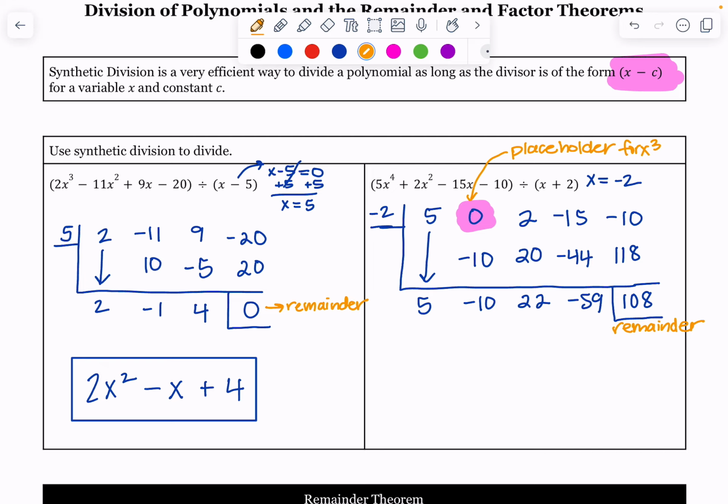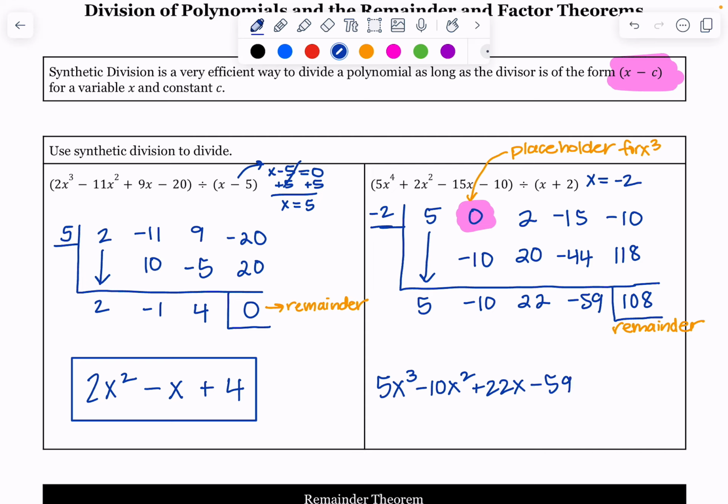Okay, so we need to write out our answer. We can't just leave it as a table. So notice here we started with x to the fourth and we divided out an x. So we're going to start with x cubed for this one. So when we write our answer, we're going to have 5x cubed minus 10x squared plus 22x minus 59.